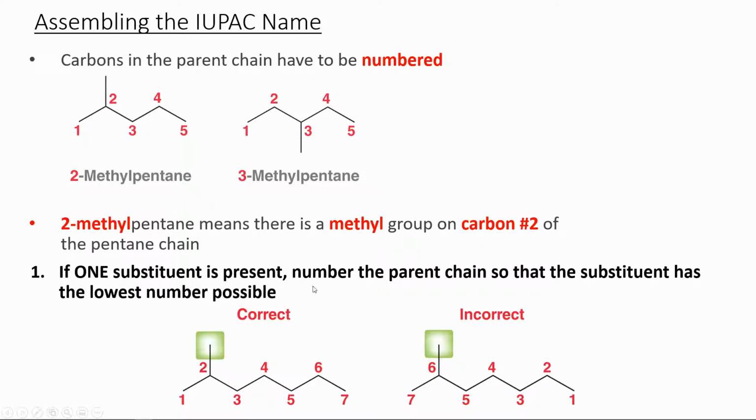If we have a substituent present, we want to number it so that it's the lowest number. So this parent chain of 7 carbons could be numbered in 2 potential ways. One of them puts a methyl group at carbon number 2, and one of them puts a methyl group at carbon number 6. We're going to want to use the numbering system that puts the methyl group at carbon number 2, giving it the lowest value possible.